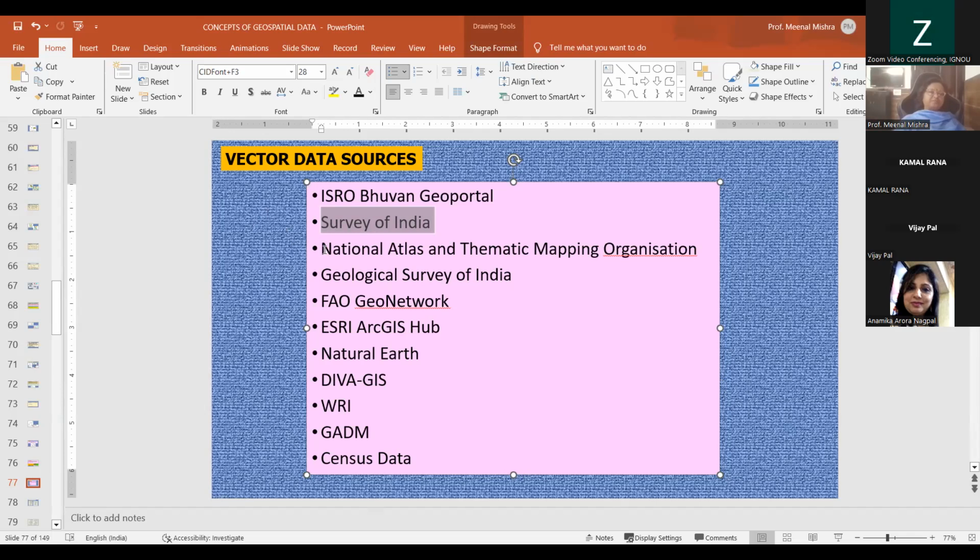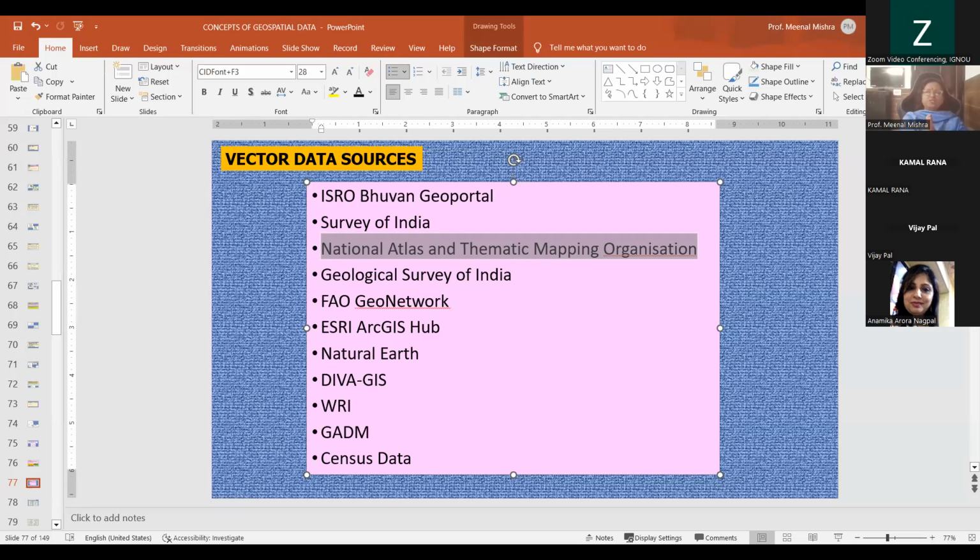Next, NATMO, that is the National Atlas and Thematic Mapping Organisation. You know, this NATMO has its headquarters in Kolkata.